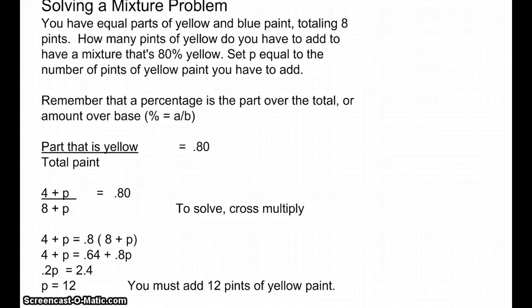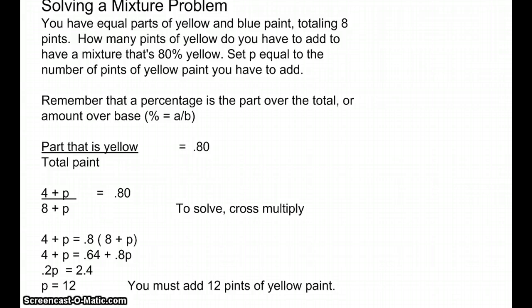Now, in order to do this, you have to remember that a percentage is the part over the total. Remember that equation we had using amount over base? We said percentage is A over B, amount over base. So the smaller amount is always in the numerator, and the larger amount is in the denominator. In this case, the part that's yellow is the smaller amount. That divided by the total amount of paint in the bucket should equal 80%, or 0.80.